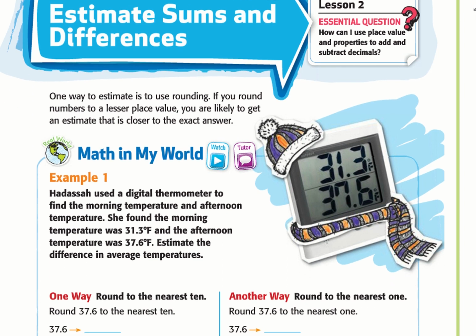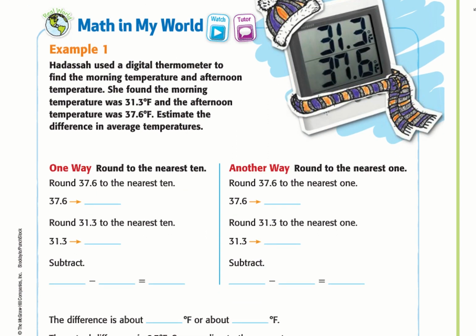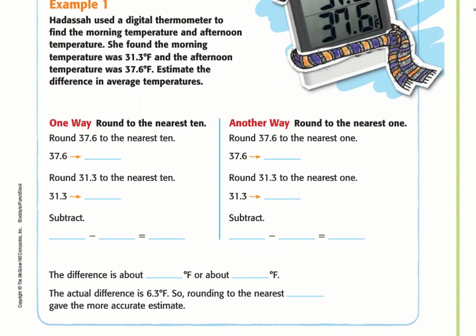So example 1, Hadassah used a digital thermometer to find the morning temperature and afternoon temperature. She found the morning temperature at 31 and 3/10 degrees Fahrenheit, and the afternoon temperature is 37 and 6/10 degrees Fahrenheit. Estimate the difference in average temperatures. So one way is to round to the nearest 10.